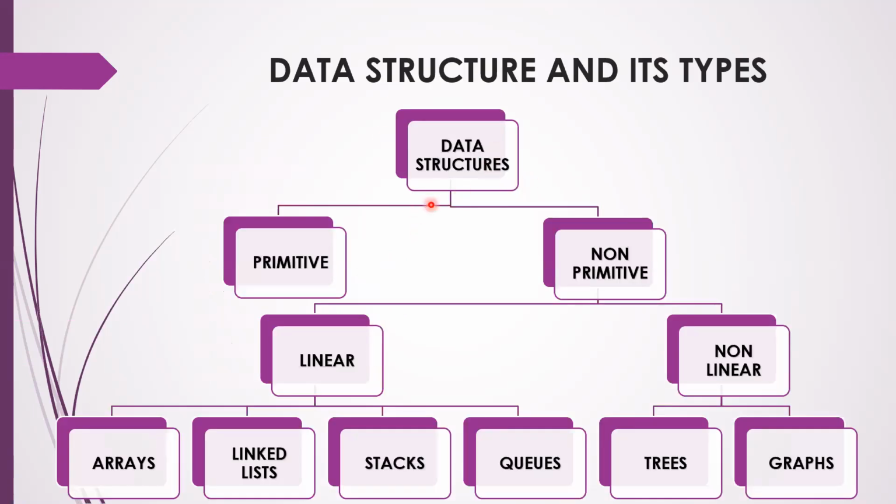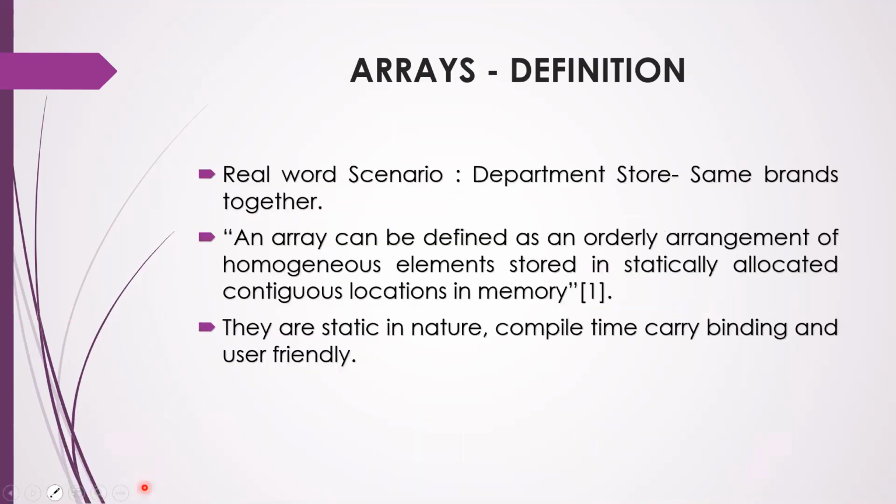So data structures are of two types: primitive and non-primitive. Primitive is the usual one which we use in programs, like integer, float, string, etc. Non-primitive is of two types: linear and non-linear. Under linear, we have arrays, linked list, stack, and queue. And under non-linear, we have trees and graphs. So today's session is on arrays.